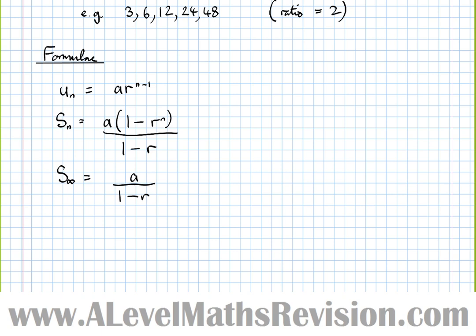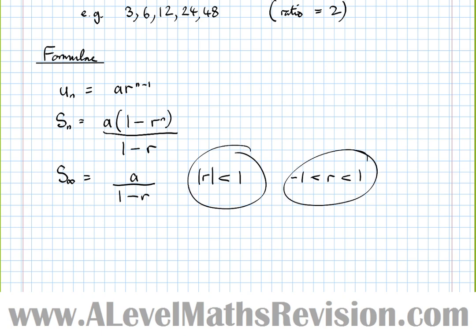But the only way that the sum to infinity of a sequence will work is if the size of the common ratio is less than 1. Also, that can be written as the ratio has to lie between 1 and minus 1. So the modulus of the common ratio has to be less than 1. Both of these statements are equivalent, but that must be the case for the sum to infinity to work.